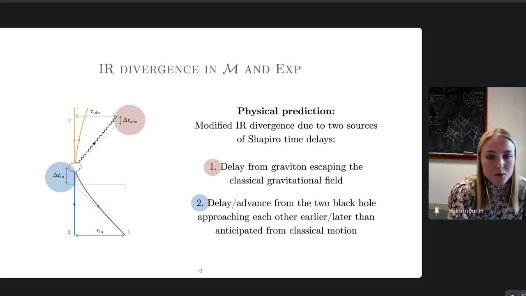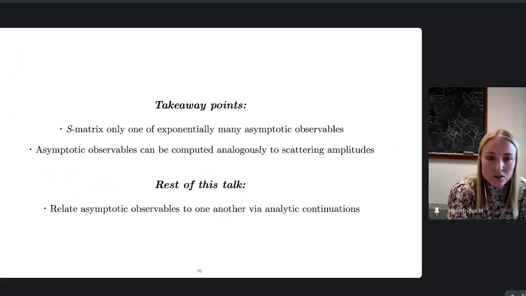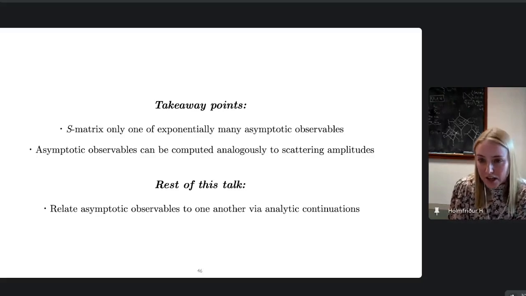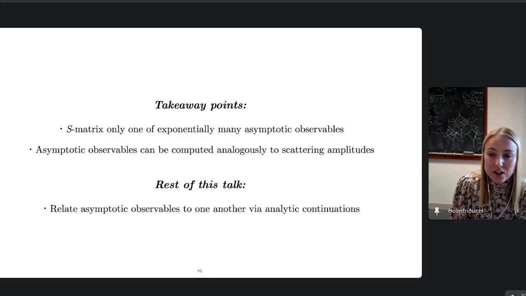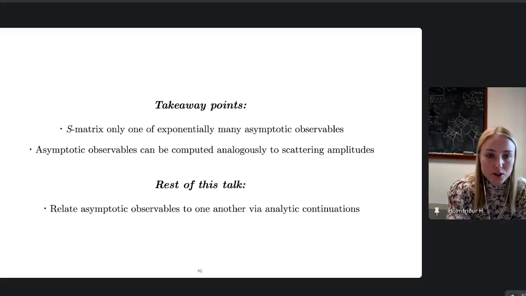Let me skip the details and just tell you this in words, and we can go through it later. But the takeaway points from the talk so far is that the S matrix is only one of exponentially many asymptotic observables. And these asymptotic observables can be computed analogously to scattering amplitudes if we just use the time-folded or Schwinger-Keldysh contour. In the rest of this talk, we'll talk about how to relate asymptotic observables to one another via analytic continuation. So we'll come back to what we talked about in point 1.